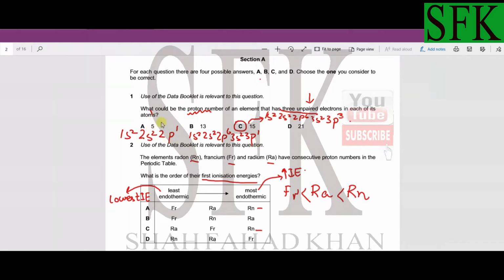Okay, the first one is 5 protons, so 1s2, 2s2, 2p1. The second one, this is the electronic configuration, 1s2, 2s2, 2p6, 3s2, 3p1. The third one is 1s2, 2s2, 2p6, 3s2, 3p3. Okay, in the last orbital, if you look at the p subshell, there are 3 electrons in here, and each electron according to Hund's rule will get singly filled, so it's option C that contains 3 unpaired electrons. All right, so C is going to be the correct answer.